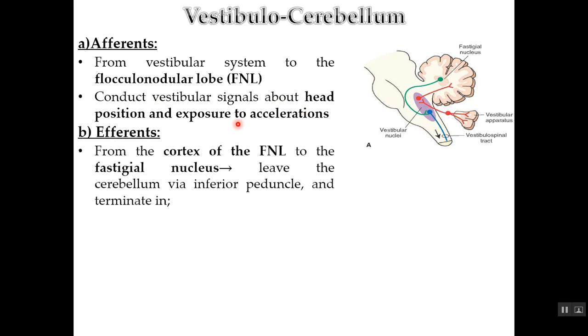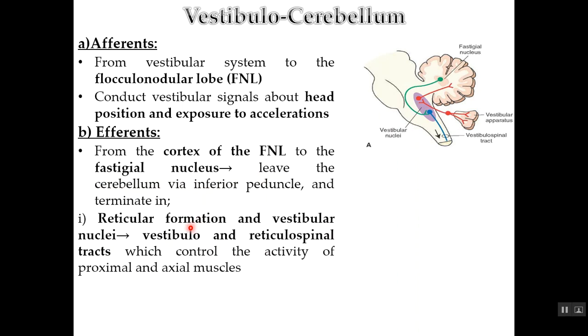What about the efferent? The efferent is coming from the cortex of the vestibulocerebellum to the fastigial nucleus, then it leaves the cerebellum via the inferior cerebellar peduncles to terminate on, number one, the reticular formation and the vestibular nuclei, which are the sites of origin of the vestibulospinal tract and the reticulospinal tract, which control the activity of the axial and the proximal muscles.